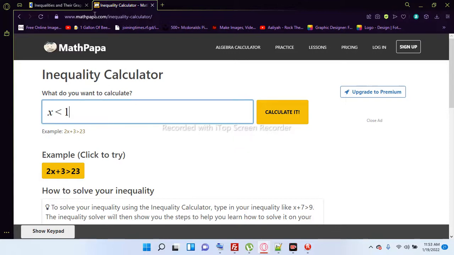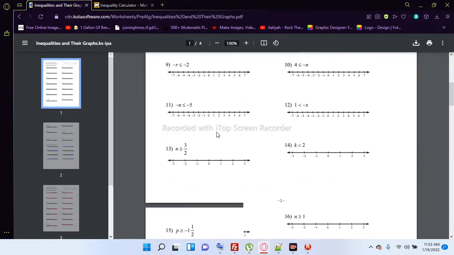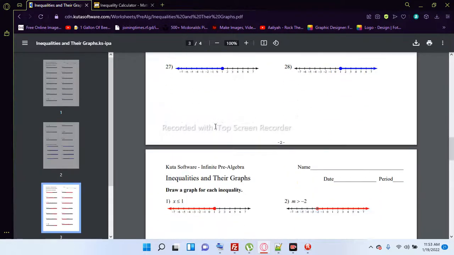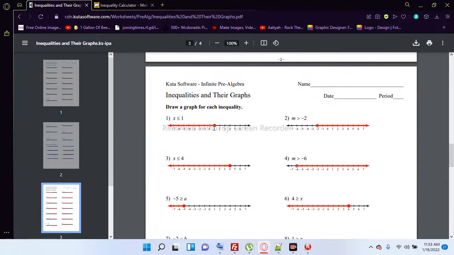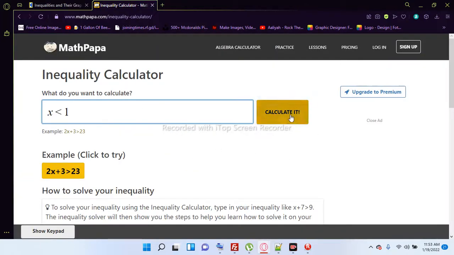Now, if you go in here and you look at number 1, the answer would be x is less than or equal to 1. So you go over to the 1, and anything from beyond 1 and back, x could be that number. So calculate it.